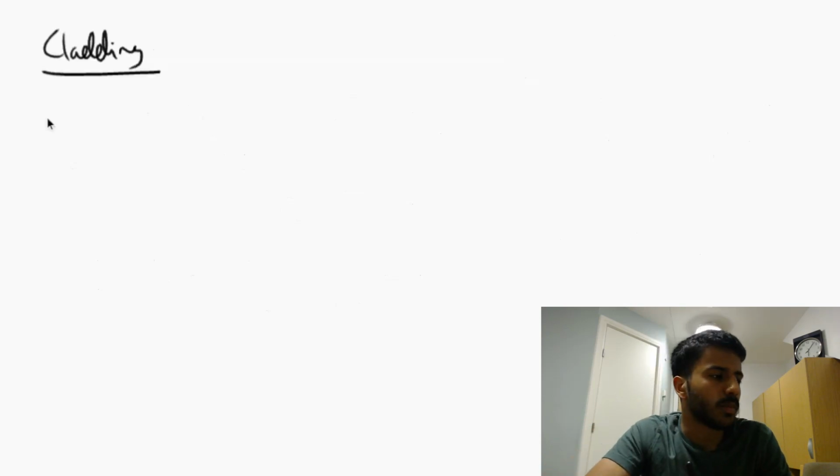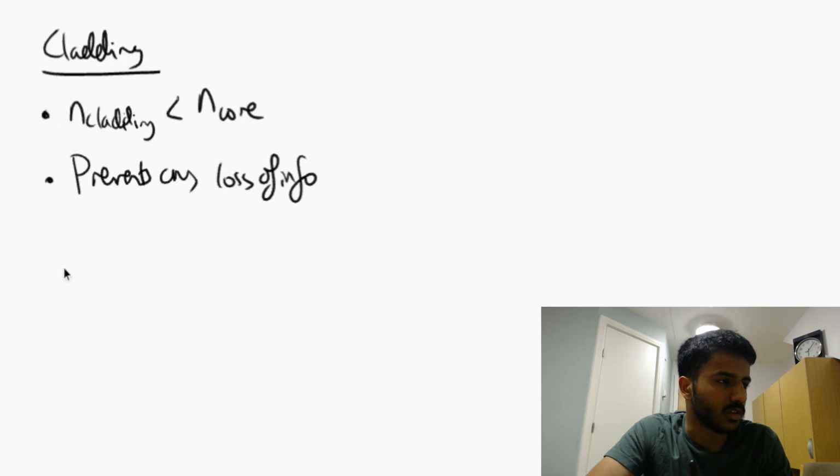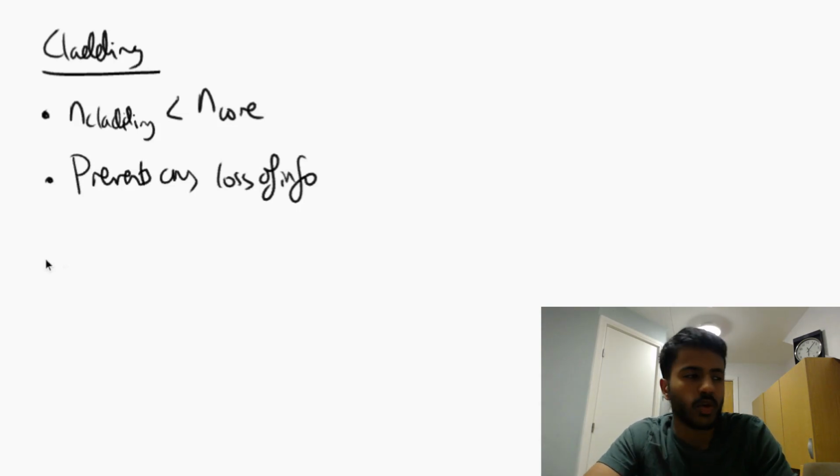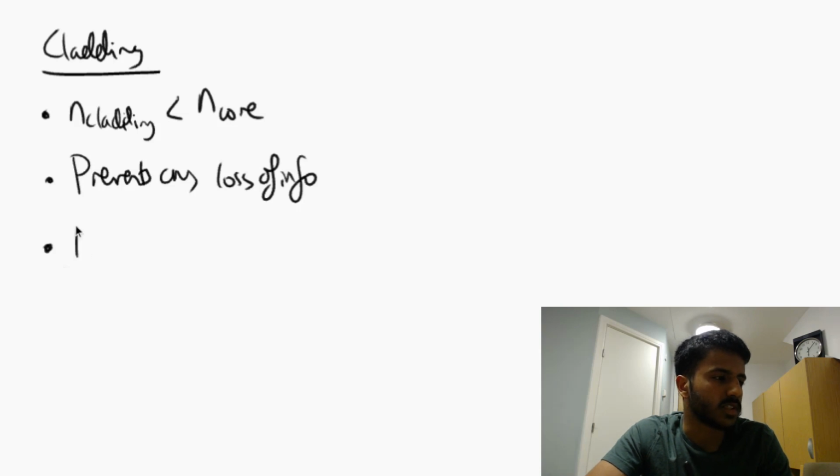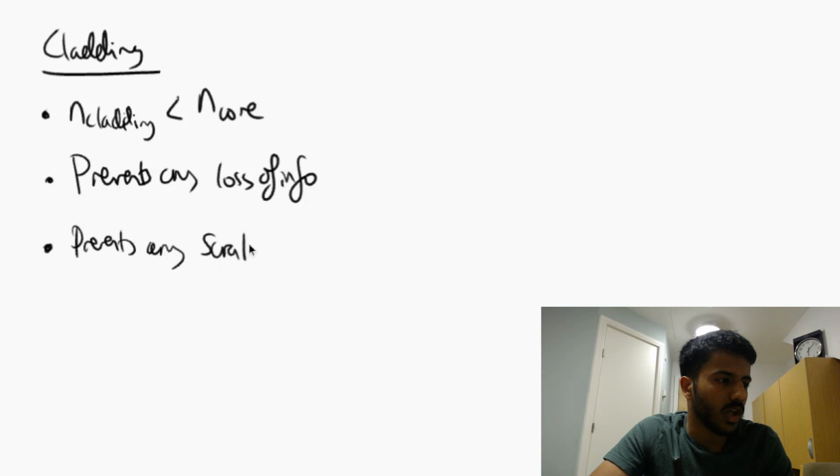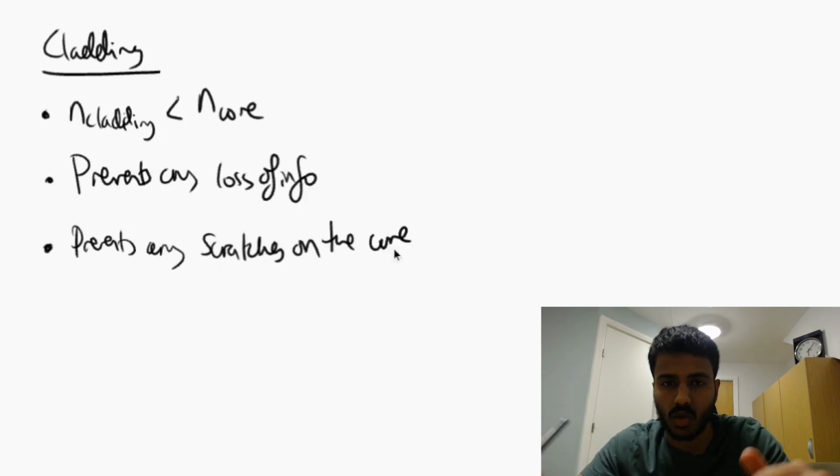Now, some key properties of this cladding. The first one is that we want the refractive index of this cladding to be less than the refractive index of the core. But it also prevents any loss of info, and we can also use it as a cover, so it prevents any scratches on the core. And this is good. If there are any scratches on the core, if light is incident on the scratch, it is more likely to escape from the core, so the signal being transmitted can escape. And we don't want that to happen.